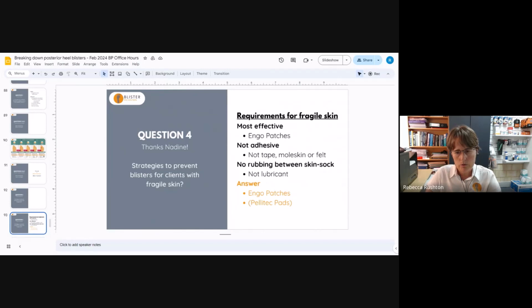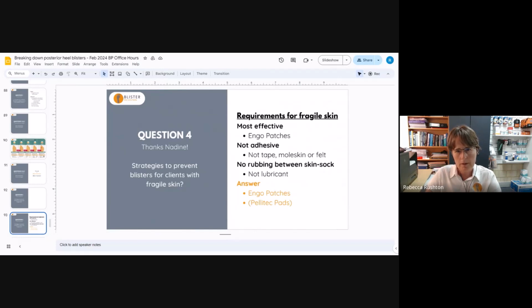And I also wouldn't want to encourage rubbing between the skin and the sock, because the thing we know with lubricants is that the lubricant disperses into the sock, and as it does so, the effect is reduced. And our best guess to how long it takes is an hour and a half. So it takes that long for friction levels to actually increase above baseline, and therefore that rubbing becomes abrasive. And obviously we don't want that on fragile skin. So yeah, for mine, for posterior heel blisters, I'd go Engo patches.